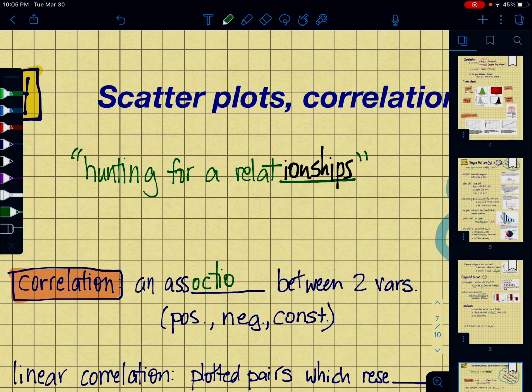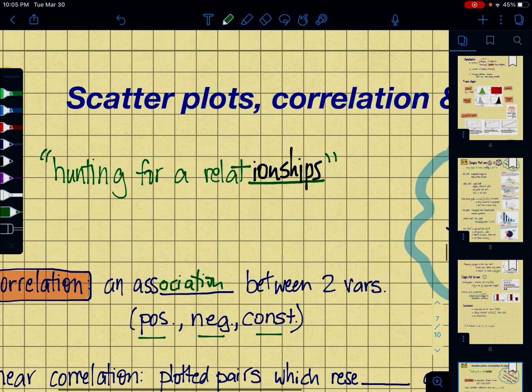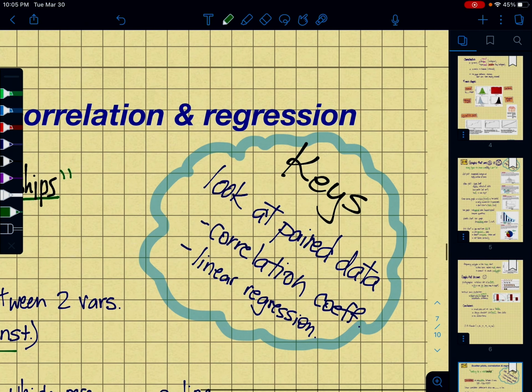So a correlation is an association between two variables. That association can be positive, negative, or constant. All right? I forgot to do the big idea. This whole unit is about paired data, and the two things are linear combination, or linear coefficients, or regressions, and correlation coefficient.